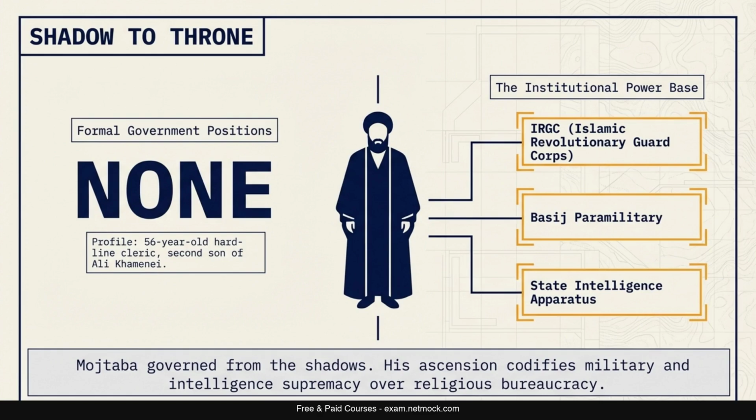Mojtaba Khamenei held no formal government positions. He is a 56-year-old hardline cleric, the second son of Ali Khamenei. But his institutional power base was immense, with deep ties to the IRGC, the Basij paramilitary, and the state intelligence apparatus. He governed from the shadows. His ascension codifies military and intelligence supremacy over religious bureaucracy.